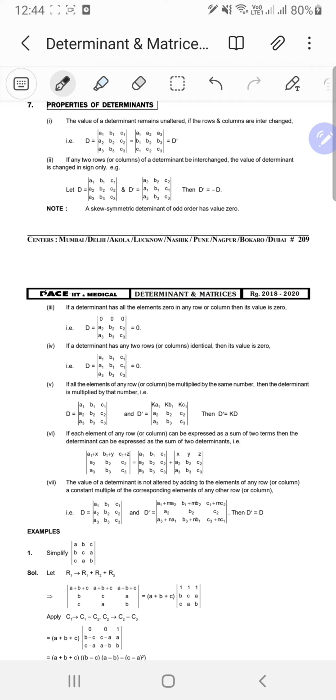Okay, so if one of the vectors is 0, its value is 0. In a row or column, it doesn't matter, because the transpose is still the same thing. Okay, if a determinant has any two rows or columns identical, then its value is 0.